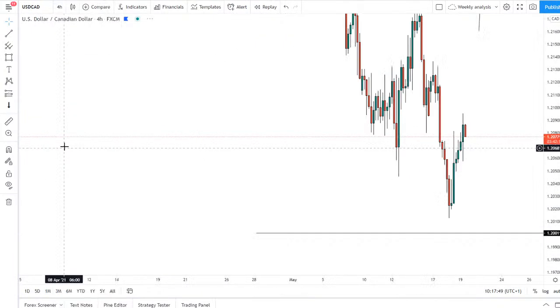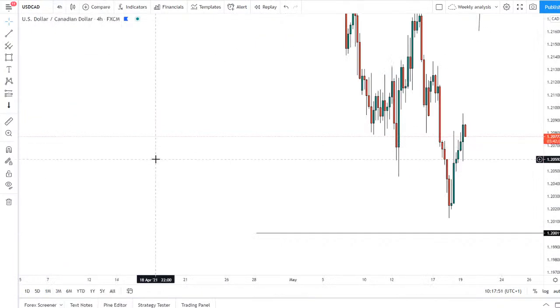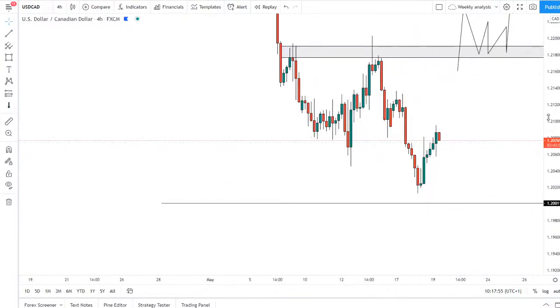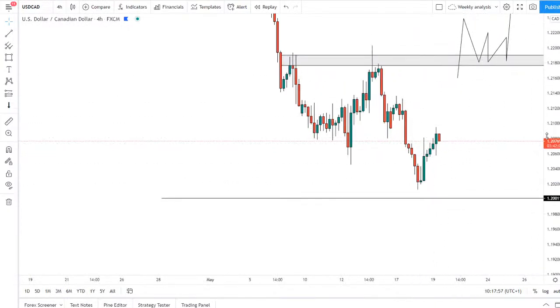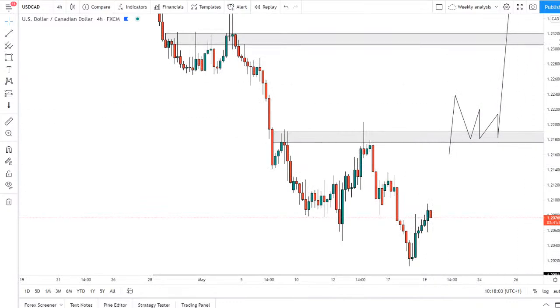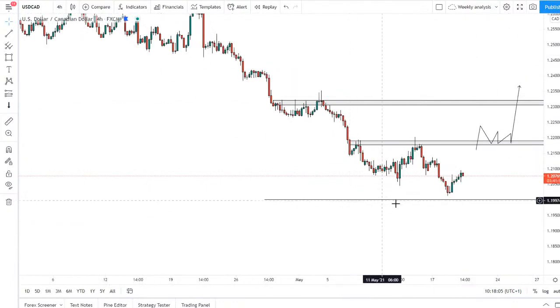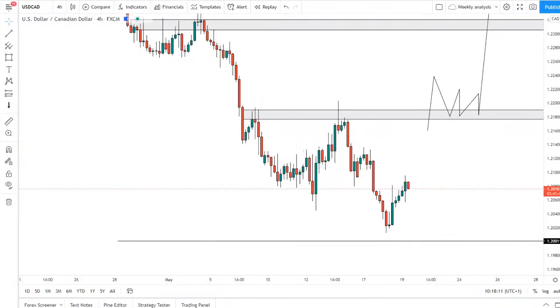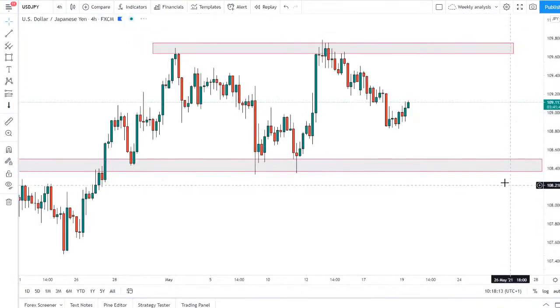So still going to treat that as a pullback, but overall still looking a little bit bullish. So I might see a bit more bullish momentum to the upside before maybe price does fall back down to the downside again, because long term we're still quite bearish on USD-CAD. You see the trend is still very much to the downside, but we could be in for a bit of a retracement coming up now before maybe the continuation to the downside.